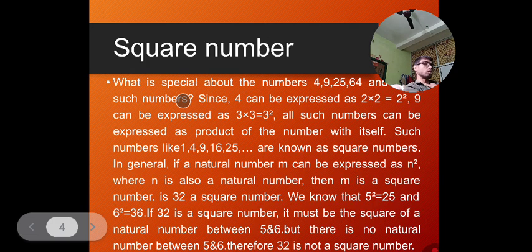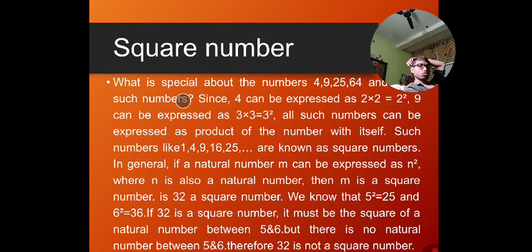Remember, you should take natural numbers to represent a square number. For example, 32: both factors should be the same. 8 times 4 is 32, and 4 times 8 is 32. So both are different numbers, so 32 is not a square number.